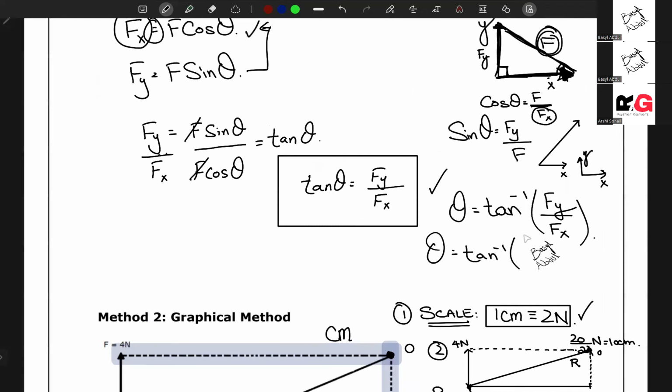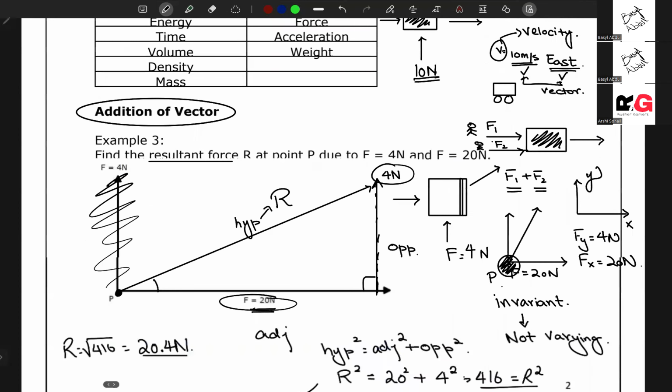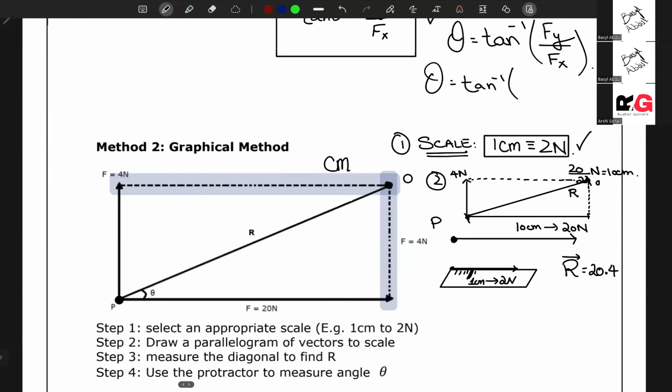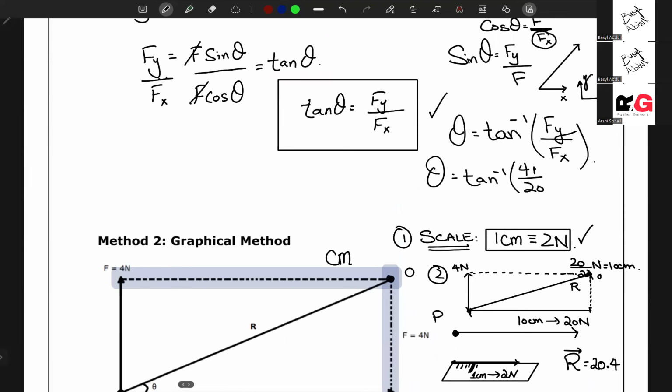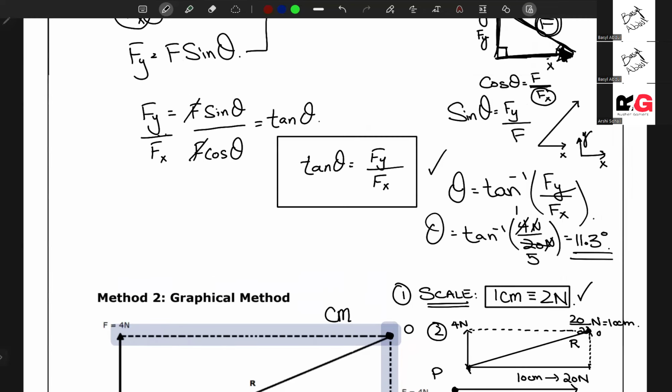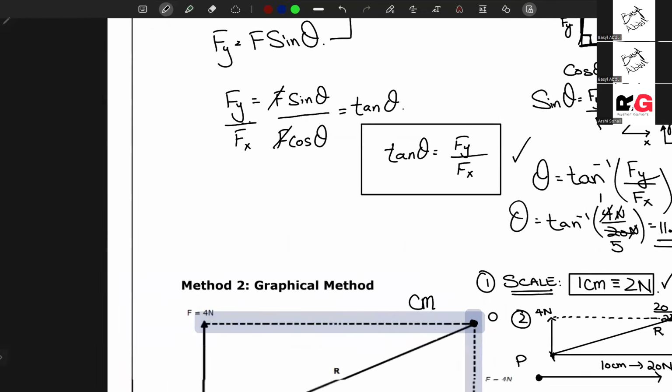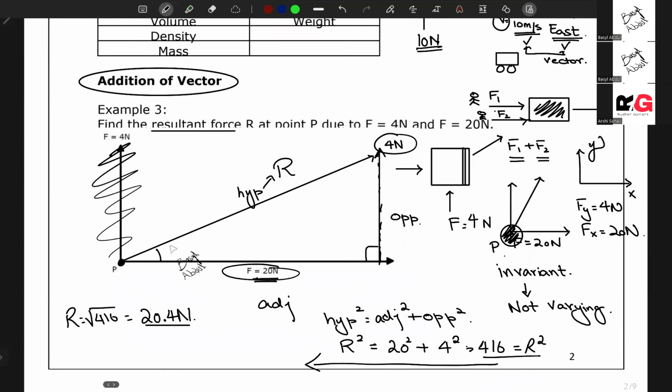wow, my memory is lacking. What was it? Fy was 4 and Fx was 20, right? So 4 over 20, the newtons cancel, and we have 1 over 5. So tangent inverse of 1 by 5 is 11.3 in degrees, right? So that's the angle. This is the angle that this resultant vector would be making with the x-axis, right? So that's 11.3 degrees.